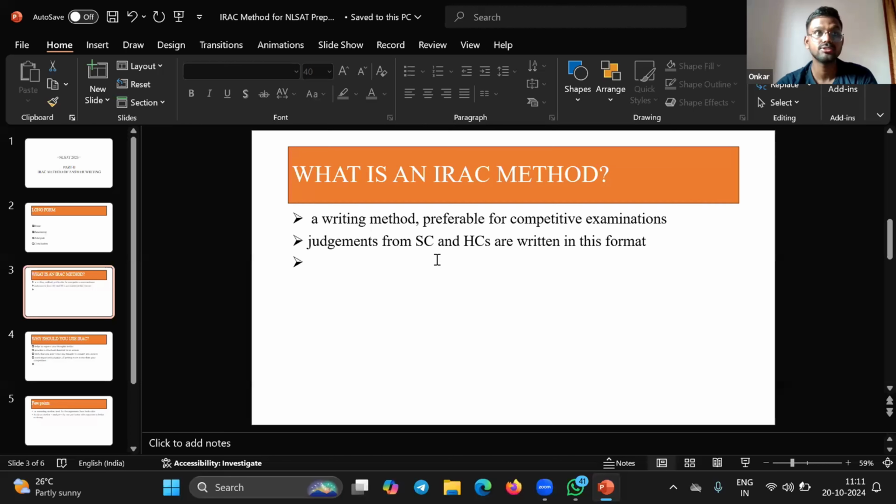Judgments of the Supreme Court and High Courts, even trial court judgments, are mostly in this method, but many of you won't get a chance to see those judgments often. So I've mentioned just the High Courts and Supreme Court judgments. You can say that IRAC is the most preferable legal method of writing. When you're writing anything legal, you should prefer this method over anything else, because even the Supreme Court writes in this method. Any judgment of the Supreme Court is in this method only.